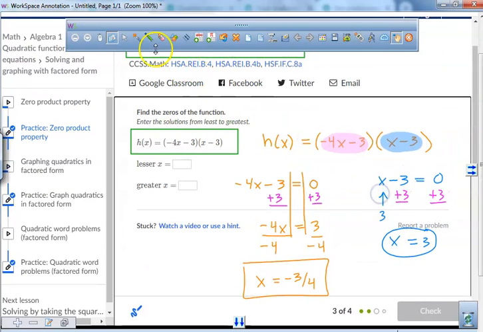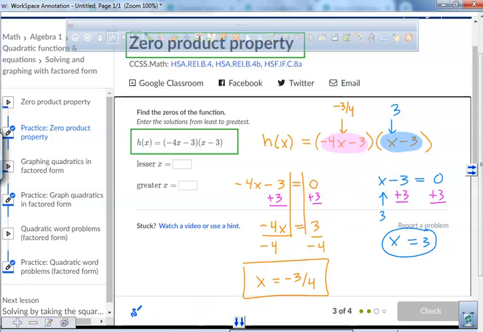So what does that mean? That means if I were to plug in a negative 3/4 right there, or if I were to plug in a 3 right there, what would this whole equation equal? It would equal a 0. It's called the zero product property. So those are the two numbers. Those are what we call the roots, the solutions, the zeros, or the x-intercepts of this function.